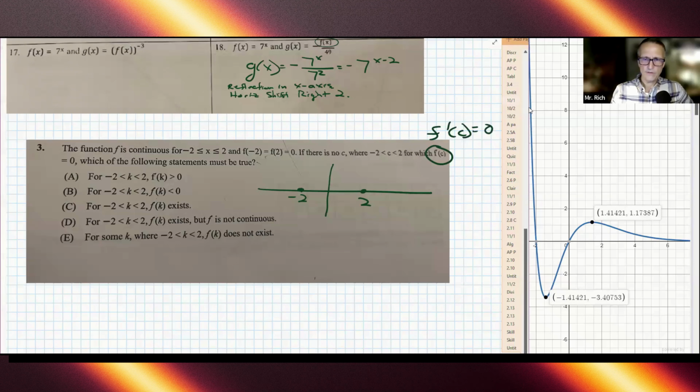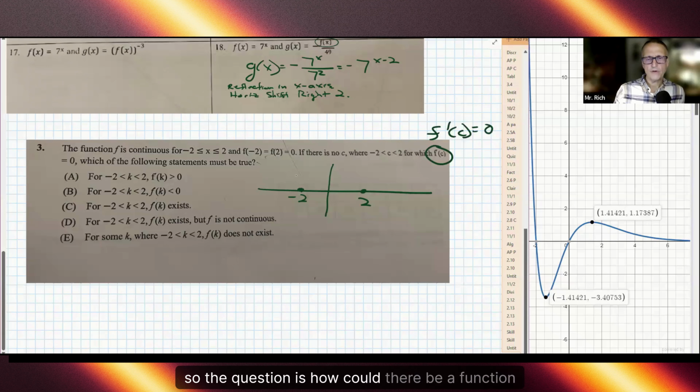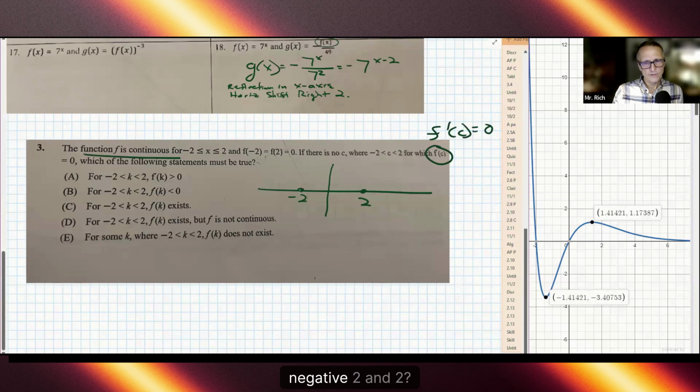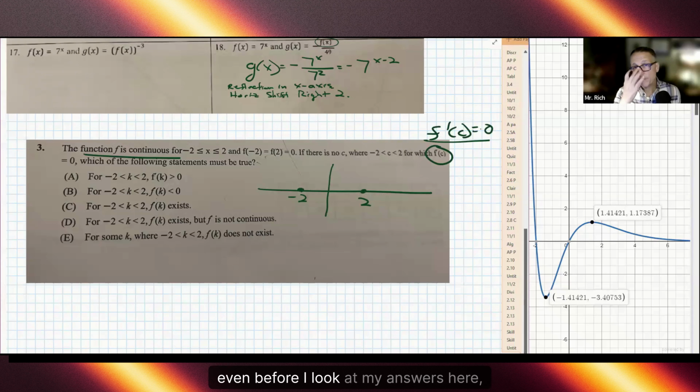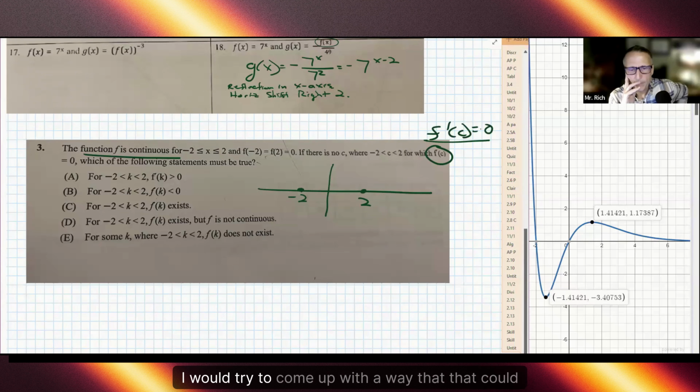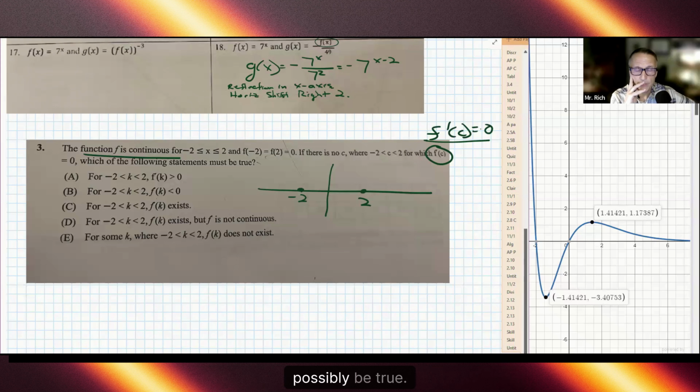So in other words, there's no value in between, but it's continuous. Okay. So the question is, how could there be a function that's continuous and touches the x-axis at -2 and 2, but there's never a horizontal tangent line for which the first derivative is 0. Well, even before I look at my answers here, Taylor, I would try to come up with a way that that could possibly be true.